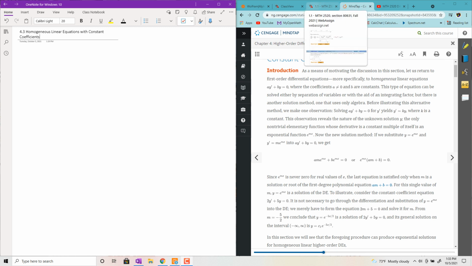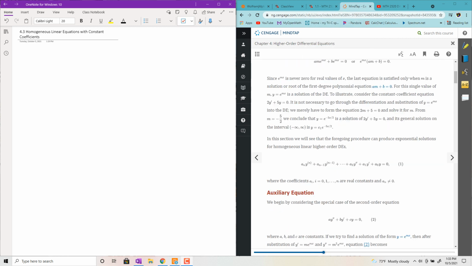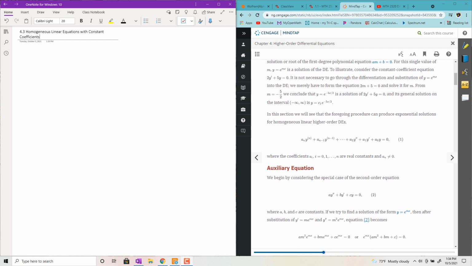We want to solve homogeneous linear equations with constant coefficients. So the type of equation we want to solve is equation 1 there to the right. We've seen these equations back when we were dealing with linear first order differential equations. It's just now we're going to assume that all the coefficients will be constants. And we'll be looking at higher degree, not just first order differential equations.